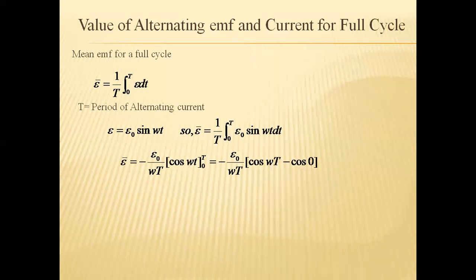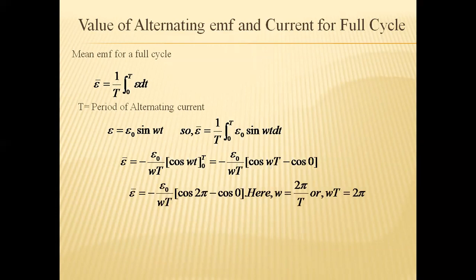E bar is equal to minus E naught by omega T, cos of omega t, from 0 to T. Now we put in the upper limit and lower limit. Then we find minus E naught by omega T, cos of omega T minus cos 0. We know that the angular frequency omega is equal to twice pi by T, so omega T is equal to twice pi. Now we convert cos of omega T into cos of twice pi, then E bar is equal to minus E naught by omega T, cos of twice pi minus cos 0. Then E bar is equal to minus E naught by omega T, times 1 minus 1, because we know that cos of twice pi is equal to 1.